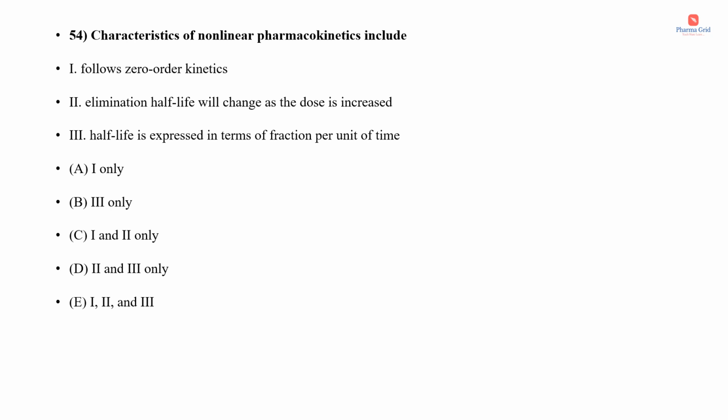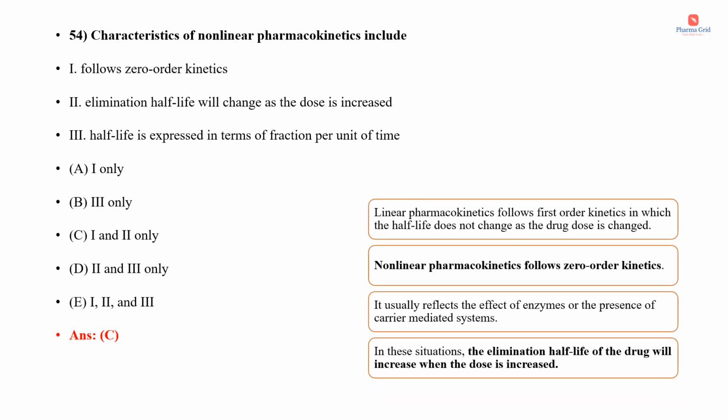Two, elimination half-life will change as the dose is increased. Three, half-life is expressed in terms of fraction per unit time. Here the correct answer is option C, that means 1 and 2 only. That is, the characteristics of non-linear pharmacokinetics include it follows zero-order kinetics and elimination half-life will change as the dose is increased. Linear pharmacokinetics follows first-order kinetics in which the half-life does not change as the drug dose is changed.